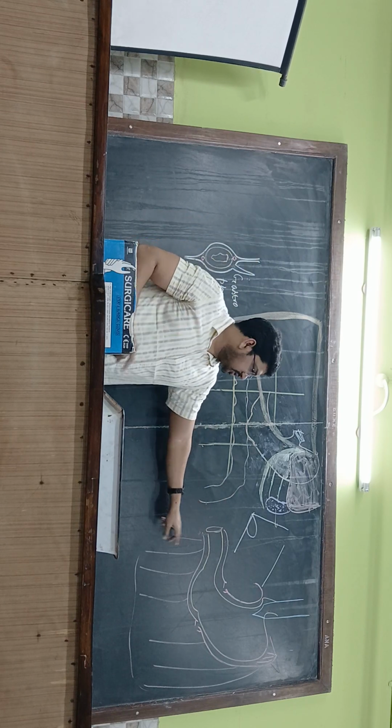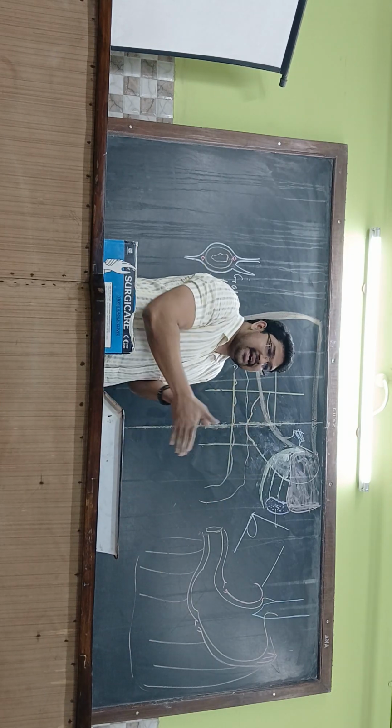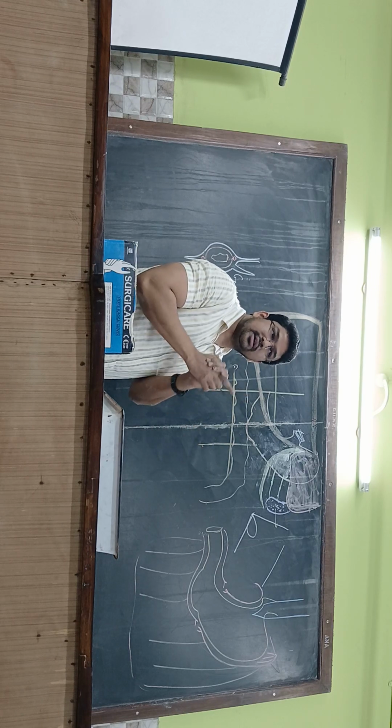Getting it out? So these vessels, the epiploic vessels, will be present in between the first and second layers and third and fourth layers, not between second and third layers over here. Getting it out? Try to remember these properties. Okay.